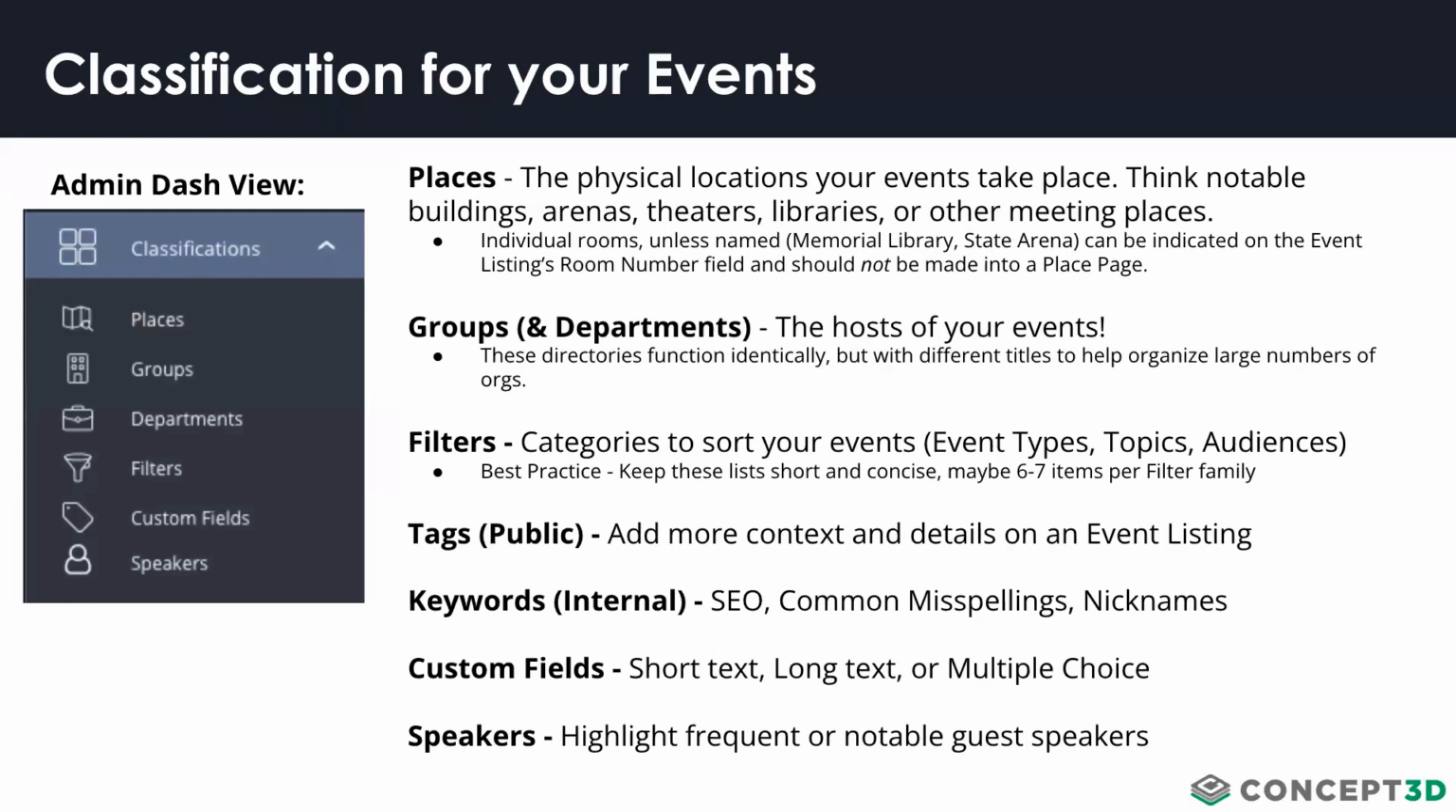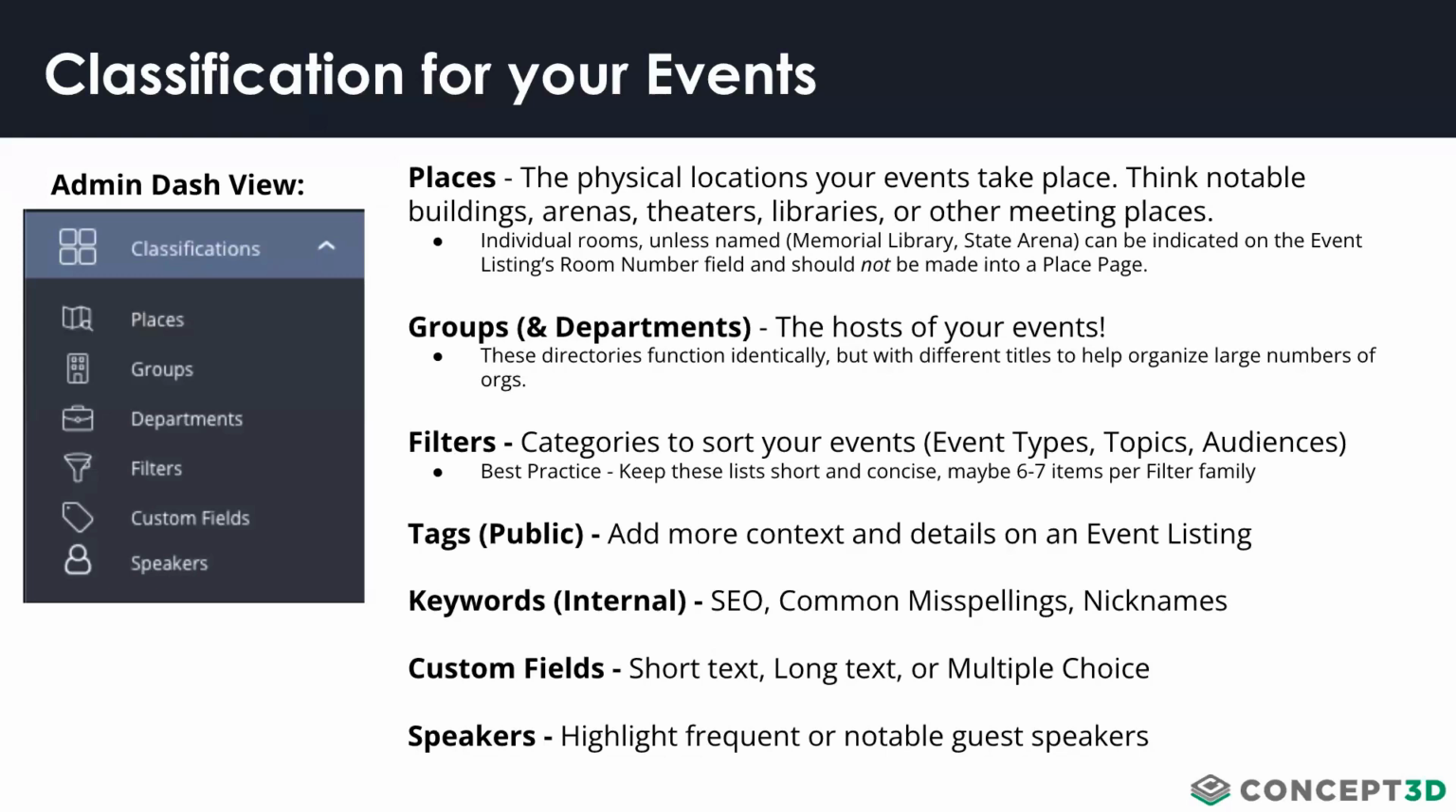So filters are very important. These are the categories you use to sort your events. So the three most typical ones we see are your event types, your topics, and your audiences. And when you first start with Localist, we have you brainstorm your first 6 or 7 most common event types, most common topics, and most common audiences that you're trying to reach. And we'll use those as the basis to how to sort your events going forward. So when someone comes to your platform looking for concerts and performances, they can click that button in the filter dropdown and see all of the events that you have tagged with that particular filter.